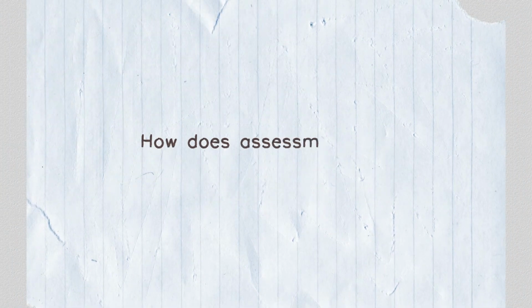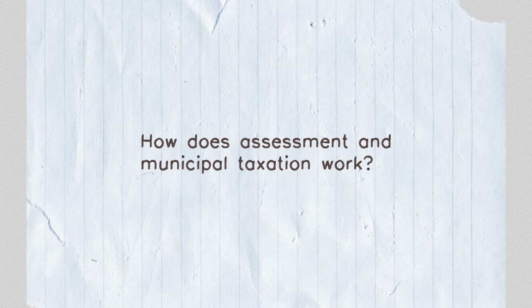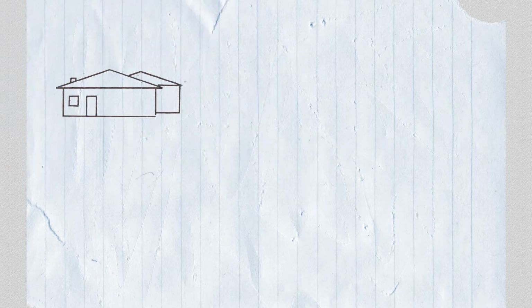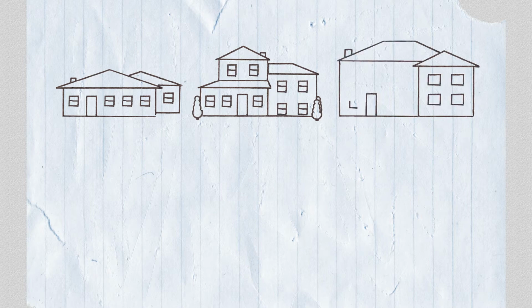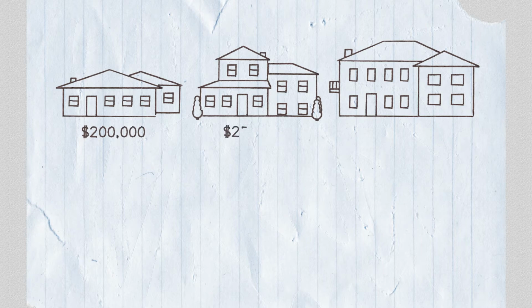I want to explain to you how assessment and municipal taxation work. Let's start off by creating a small town with only 3 houses. Each house is different and has a different value. The first house has a market value of $200,000. The second house has a value of $250,000. And the third house is valued at $350,000.